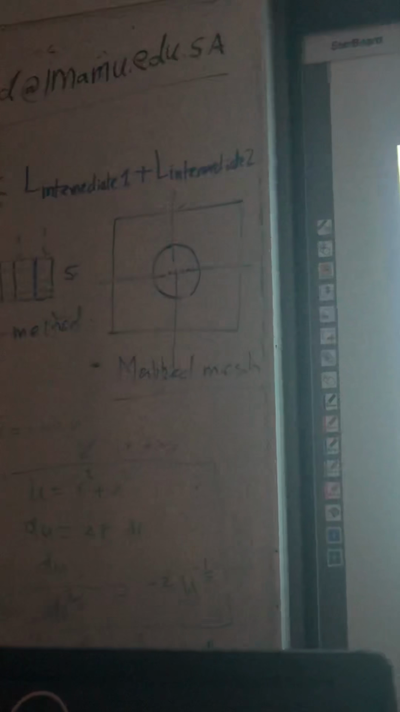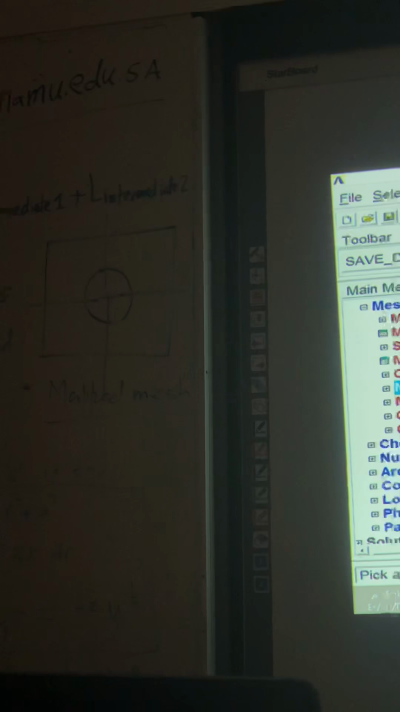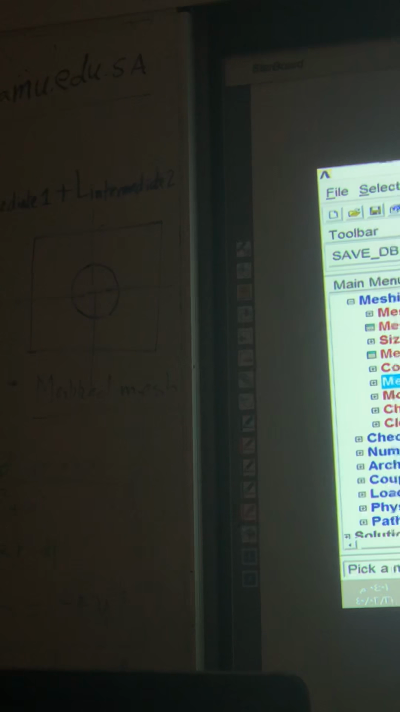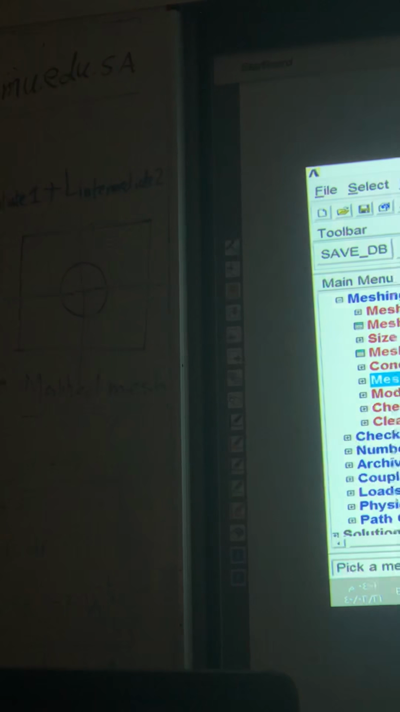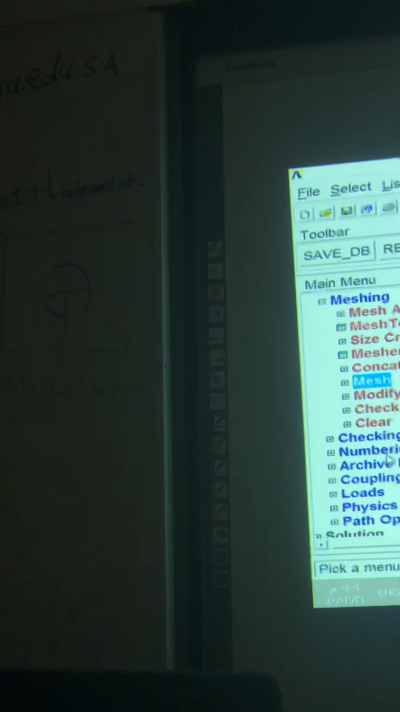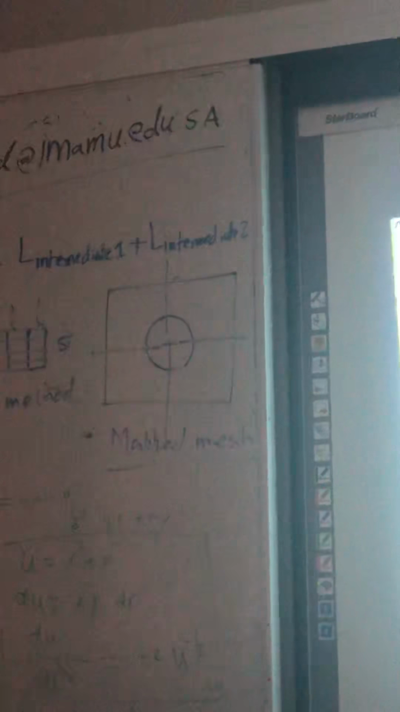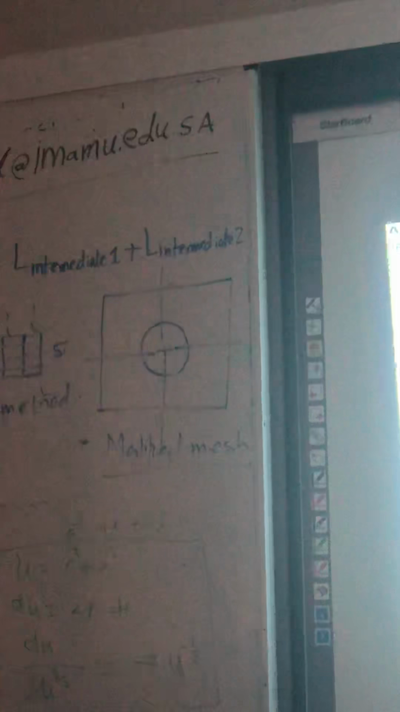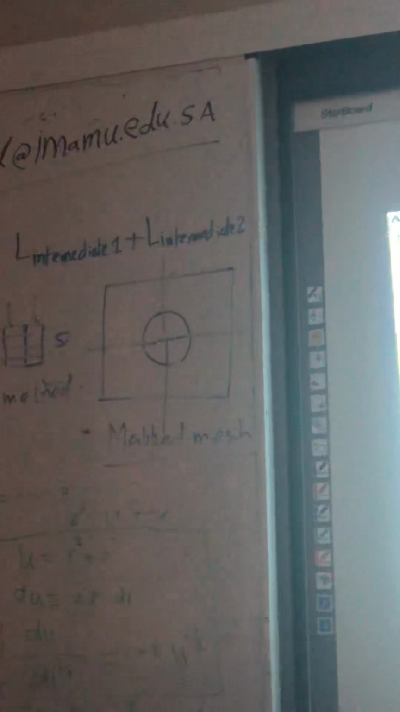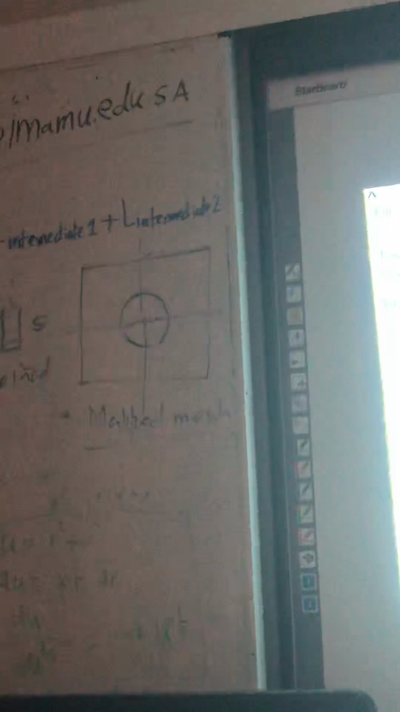Please remember the condition for map mesh. What is the condition? Four sides. It should be 4-sided or 6-sided, right? Only. If we have a triangle and you want to do the map mesh, the software will say no, you cannot do the map mesh here. If you have a circle, you cannot do it.